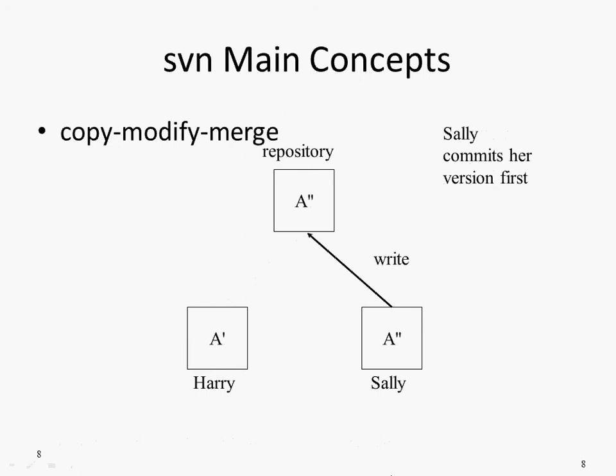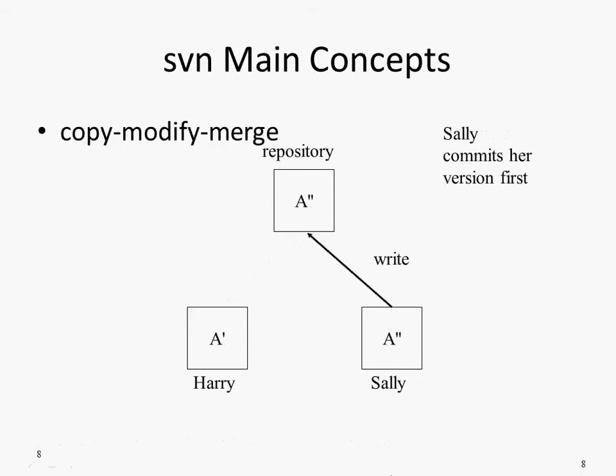So suppose Sally's been working on the deeper logic, she finishes first, and she commits it back to a repository. Okay? So she writes it to the repository. She commits her file, is the operative term we use in this context. She does a commit.